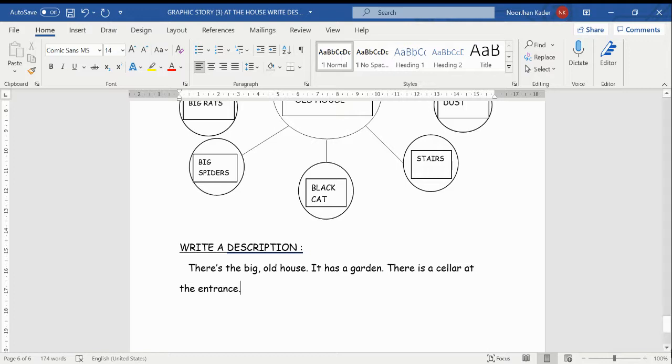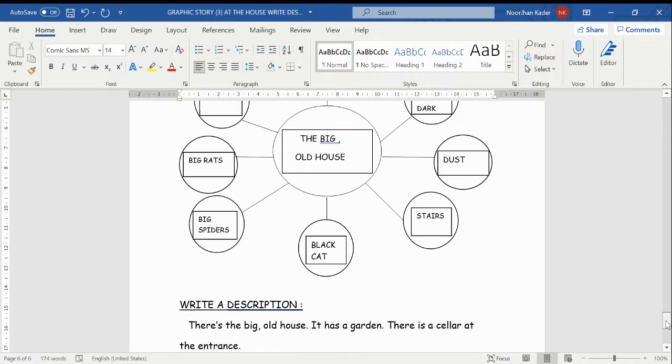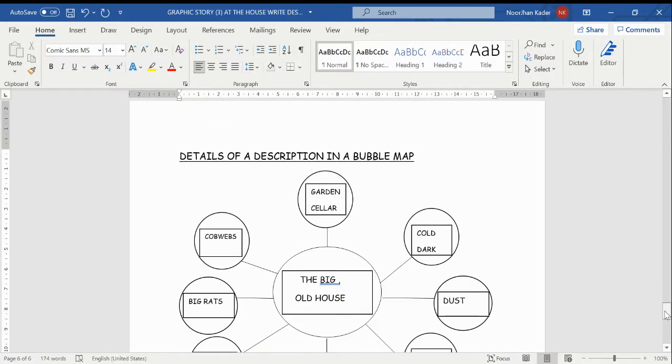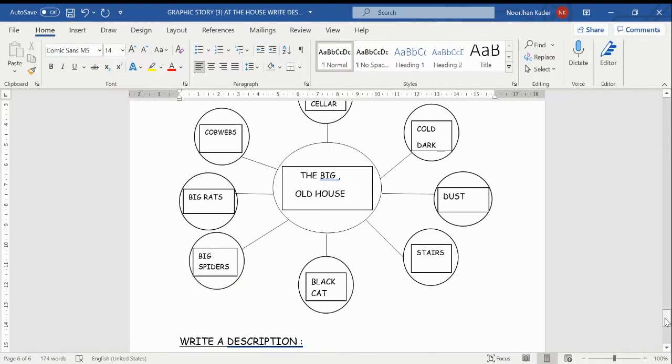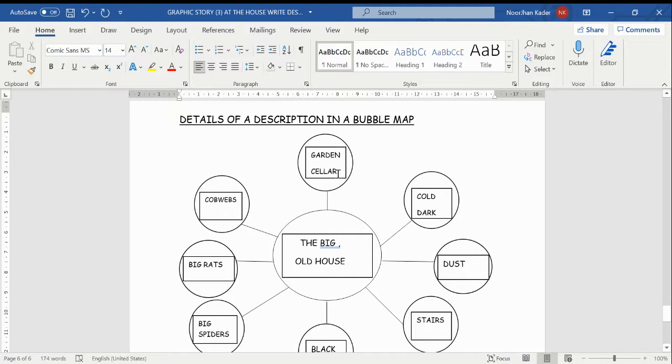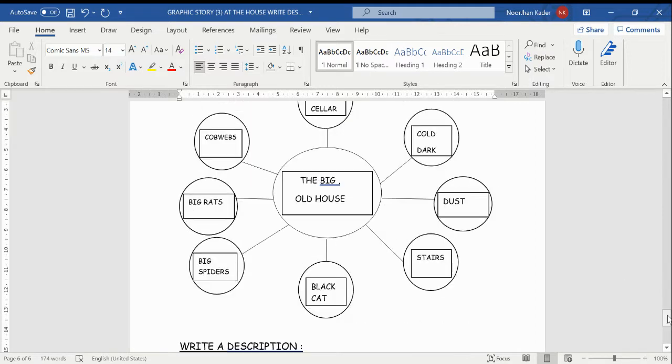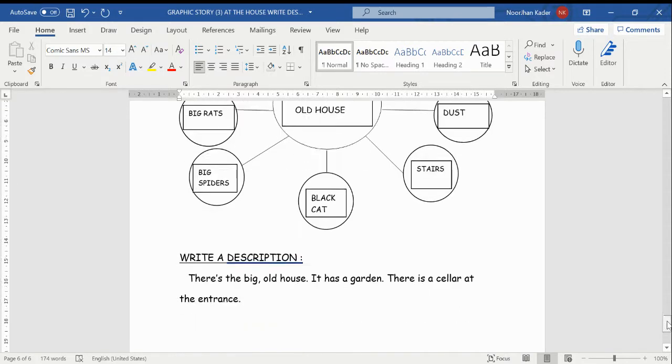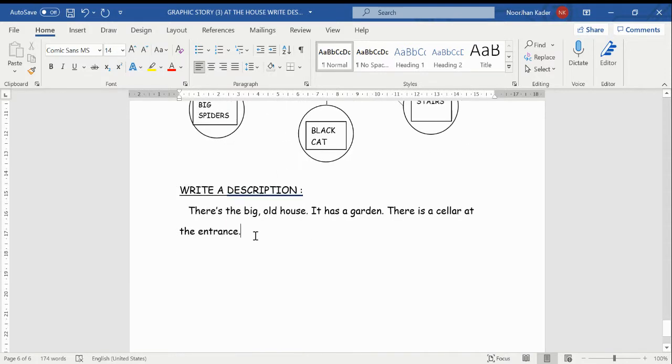Full stop. Enough, because we don't have to write very long. So we are actually describing. Okay, so we have already done the second part, which is the garden and cellar. So now we are going to talk about how is the cellar. Okay, so we are talking about the cellar.